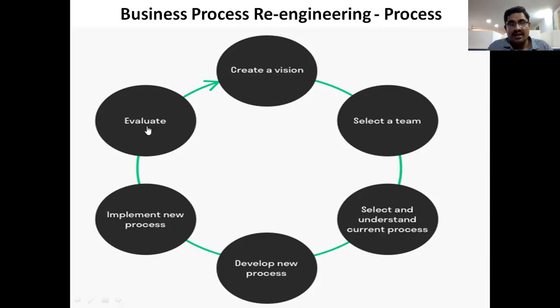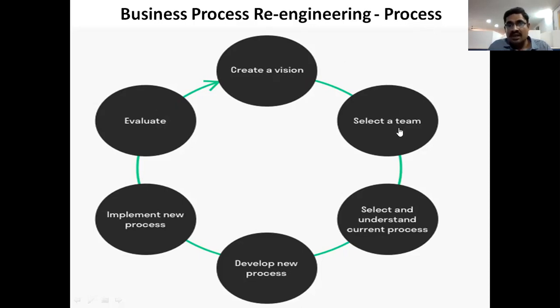And then evaluate. Evaluate means check our actual performance against the planned performance and take remedial actions if any gap is there. That is the evaluation process. After completion of this stage, automatically we achieve this target. This is the re-engineering process.